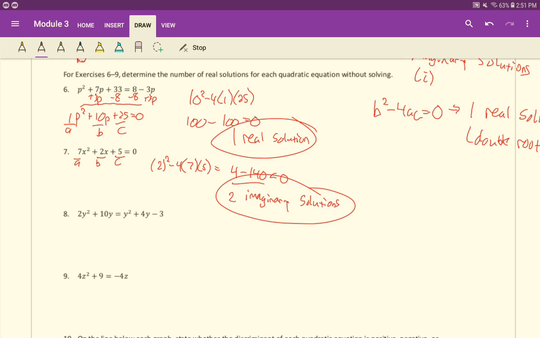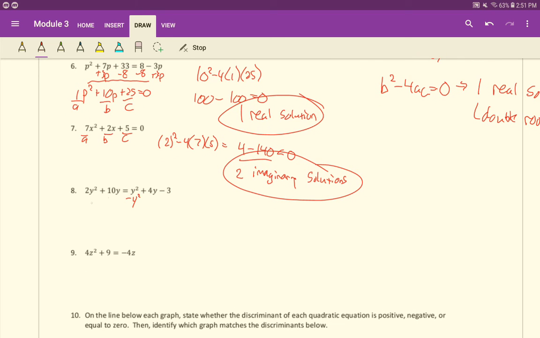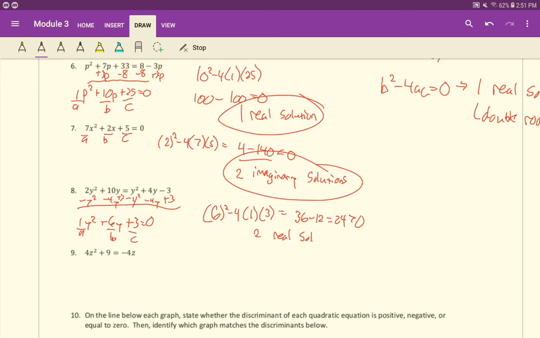Number 8. This one was not in the right form. We had to subtract y squared from both sides, subtract 4y from both sides, and add 3 to both sides, so that it's equal to 0. And so we get y squared plus 6y plus 3 equals 0. So a is 1, b is 6, c is 3. Sorry, I was going to the quadratic formula there. It's b squared minus 4 times a times c. And so we get 36 minus 12, which is 24, which is greater than 0. And so we have two real solutions.